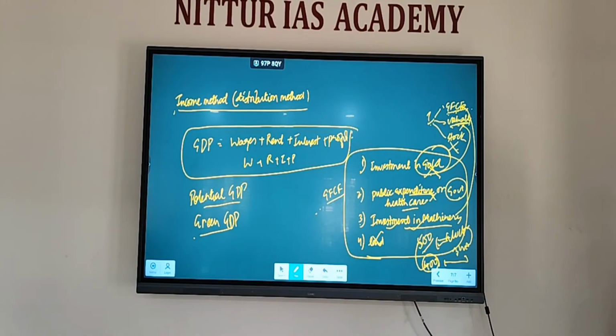Why are we producing only 400? Because we don't have the infrastructure available. Electricity is not available. So if we improve our infrastructure, what will happen? GDP will improve.